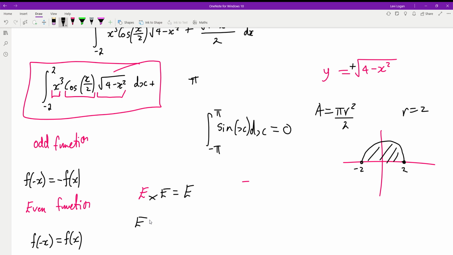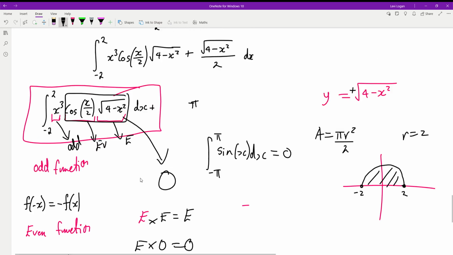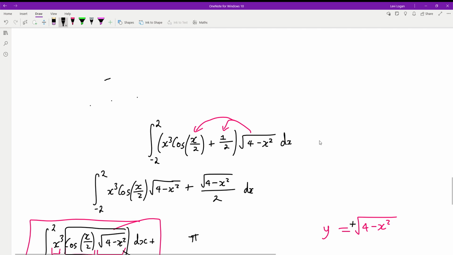If you have an even times an odd, it gives you an odd. And if you have an odd times an odd, it gives you an even. So we have an odd, an even, and an even. Even times even is an even function, but the even times the odd is an odd, and you're integrating over symmetrical bounds, so this integral here will be 0. So the answer to this integral, to give you the Wi-Fi password, will be pi. So the first 10 digits of pi will be your Wi-Fi password.